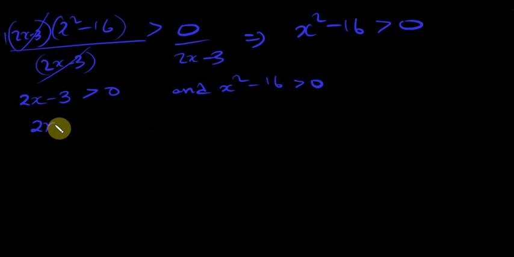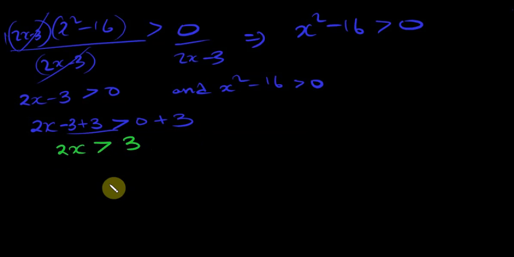Okay, we want x to be on its own, so if it's minus 3 here, we add a positive 3. We add the 3 on this side of the inequality, and then we do the same on that side. What you do on the left hand side, you do on the right hand side. So negative 3 plus 3 becomes 0. So we are only left with 2x on this side. 0 plus 3, the 3 remains.